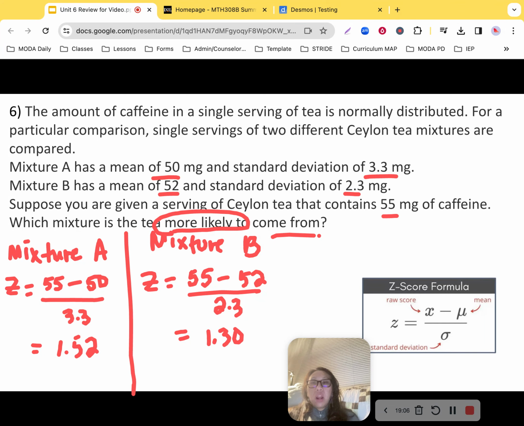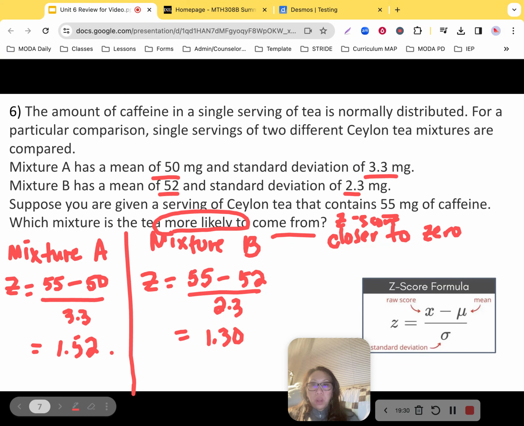When we are comparing two things and answering the question of which is more likely, we are looking for a z-score closer to 0. So if you are looking at these answers, 1.52 and 1.30, which one is closer to 0? 1.30 is closer to 0. So that means it's more likely to be from mixture B.